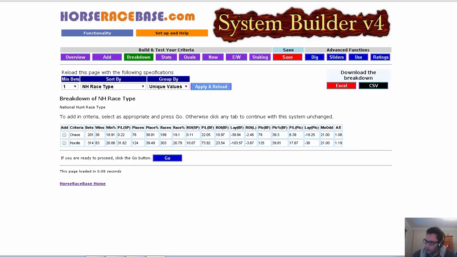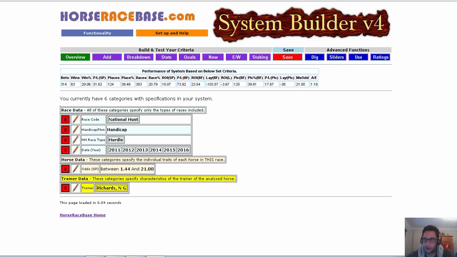Now I'm always keen to then go into researching chasers versus hurdlers. They are obviously different codes, different national hunt race types, and researching everything as one lump I don't think is too useful, or certainly not something I like to do. So for now we can go back and look at chasers separately, but let's look at the hurdlers. And then the choice is yours really. So you've got that starting set.